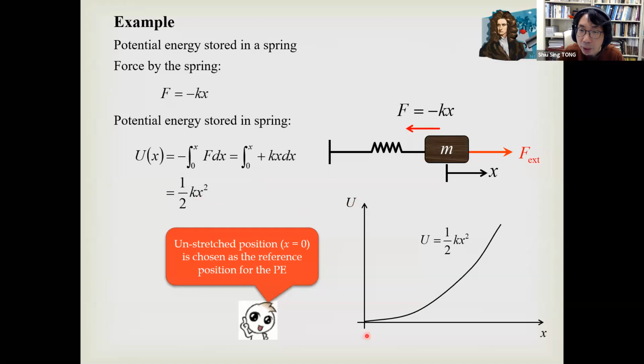If I plot the potential energy against x, I get a quadratic curve. So the energy does not increase linearly with x, but increases quadratically with x squared. It curves upward like this. And of course, the reference position here is taken as the unstretched position of the spring. When x is 0, which means the spring is unstretched, the potential energy is 0.